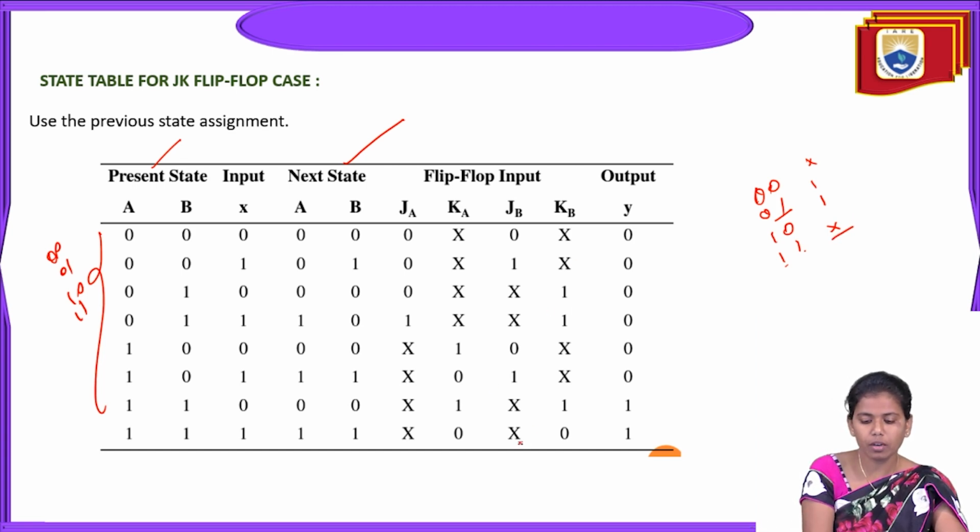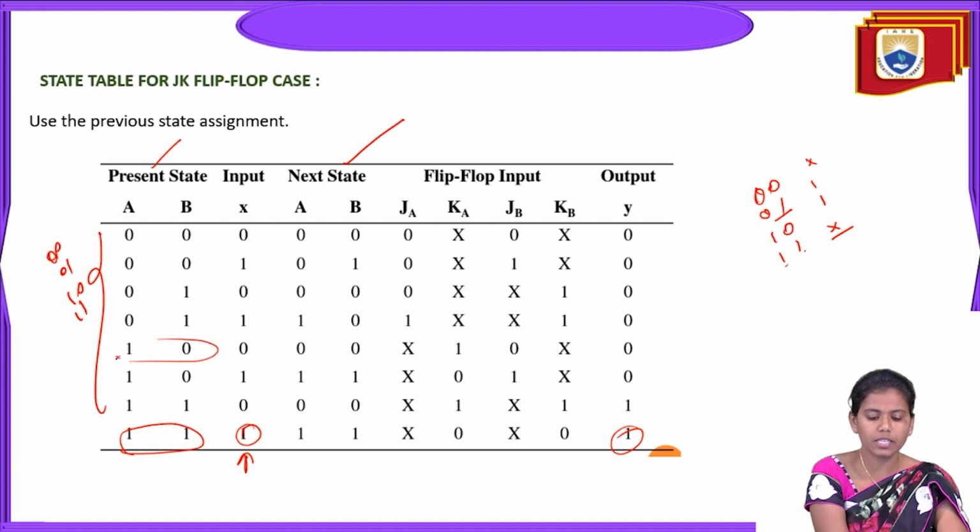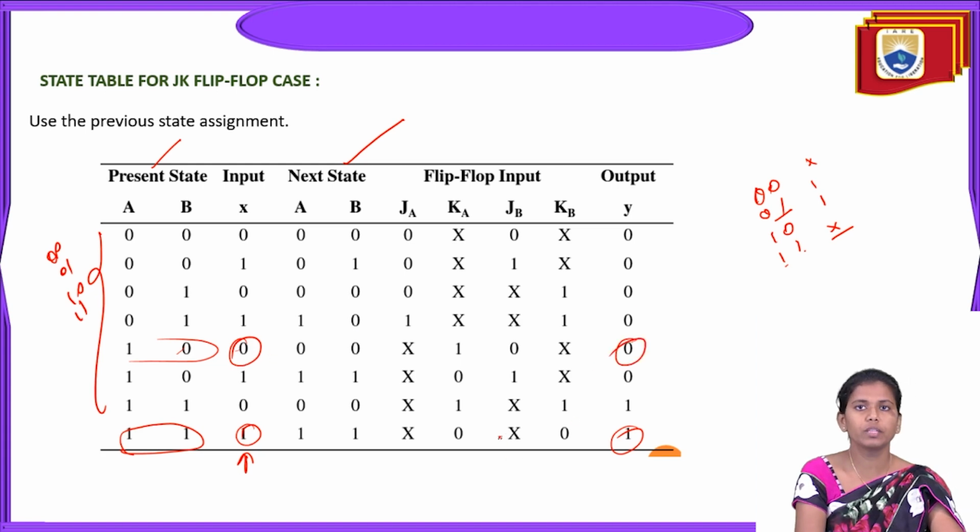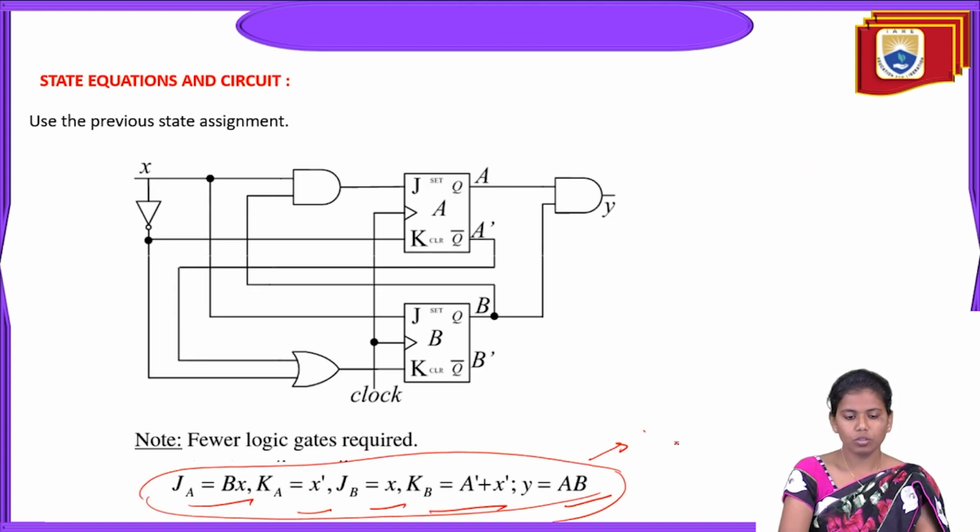So here, based on this, if you observe when AB state, the present state both are 1, and my input is 1, then my output goes with 1. And when my present state is 1 0, and if my input is 0, what happens is my output also goes with 0. Okay, so this is about the equation.